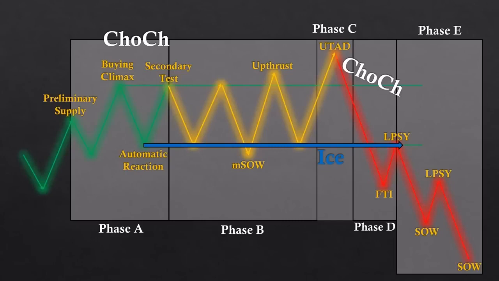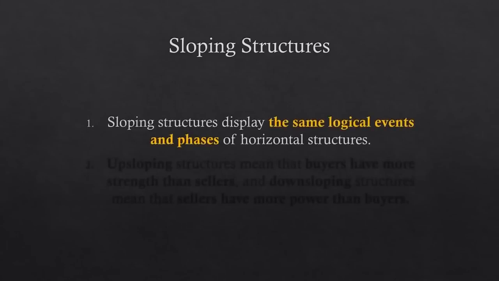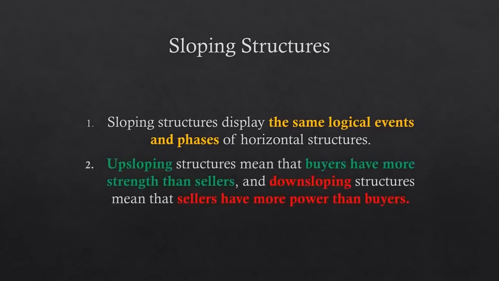Until now, we dealt with accumulation and distribution structures as if they always developed in a perfect horizontal motion, when in the real market, that's not always the case. This leads us to the idea of sloping structures. There are two rules to keep in mind. First is that sloping structures follow the exact same logical events and phases of horizontal structures. Second, an upward sloping structure generally means that buyers have more strength than sellers, and downward sloping structures generally mean that sellers have more power than buyers.